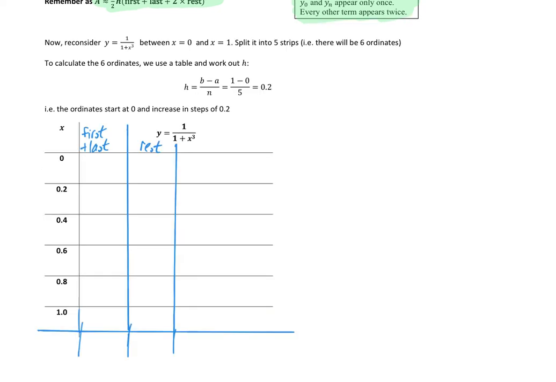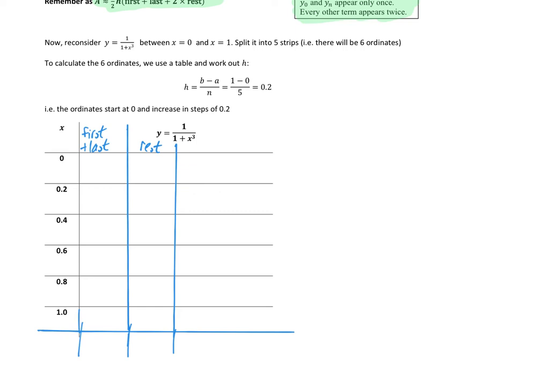Okay, so you can see I've set up my table here. I've got my x values in a column, and then I'm going to have my first and my last, and then I'm going to have my rest. And this is our formula, so this is how we calculate the corresponding y values. We're going to put x values into this to see what we get.